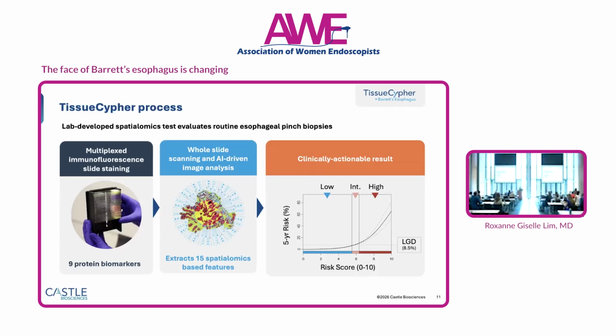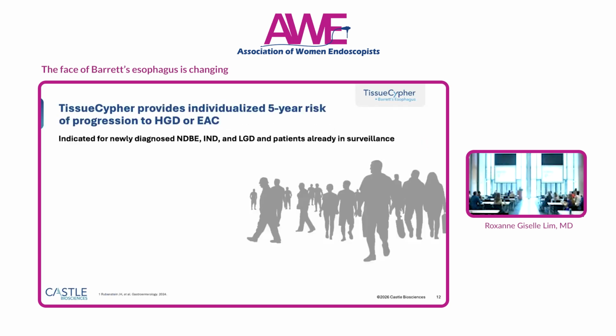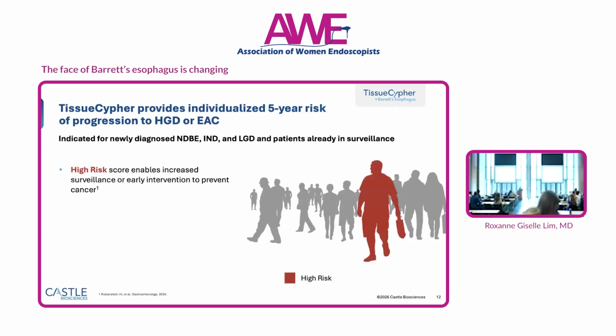And this result is very personalized. It's actually the patient's molecular blueprint or molecular footprint of risk of progression. So it provides an individualized 5-year risk of progression for high-grade dysplasia or EAC. It can be indicated for newly diagnosed non-dysplastic Barrett's, indeterminate, low-grade dysplasia, and patients already in surveillance.